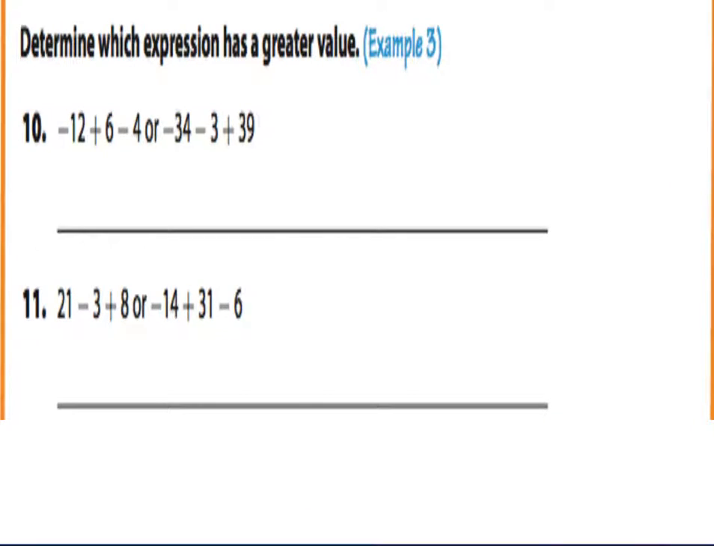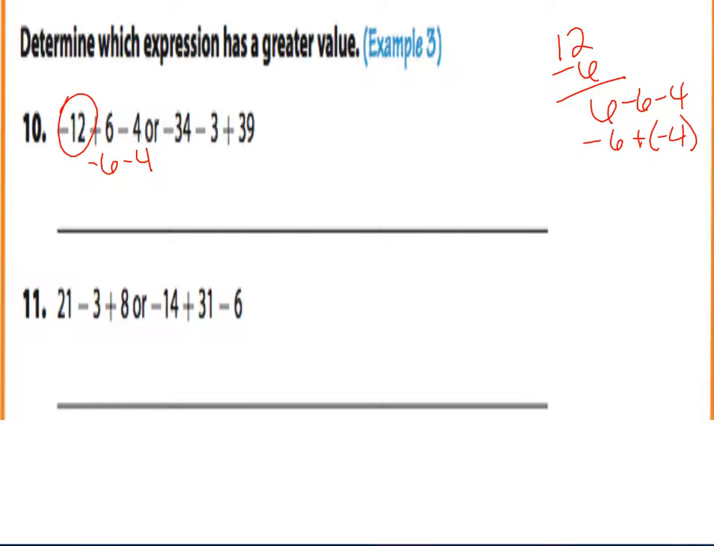All right, now here you're determining which expression has a greater value. All you're doing now is you're solving both expressions and saying, okay, well at the end, which one gives me a bigger answer? So here I have negative 12 plus 6. I know that means that I have to subtract, and I get 6. Since negative 12 has the larger absolute value, I know this is a negative 6 minus 4. Negative 6 minus 4 actually turns into plus a positive 4. So negative 6 minus 4 turns into plus a negative 4, which gives me negative 10.